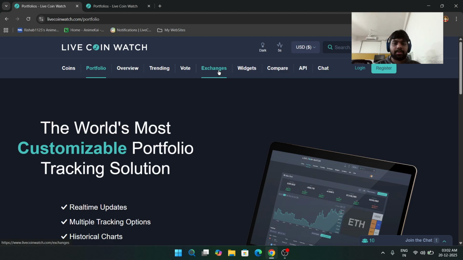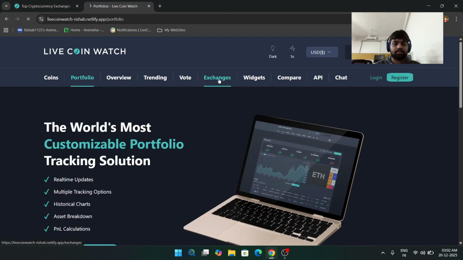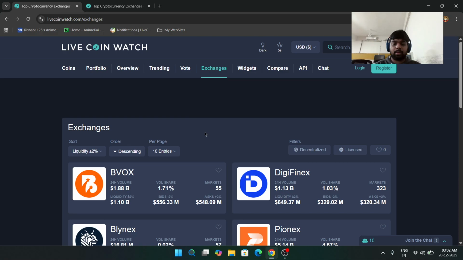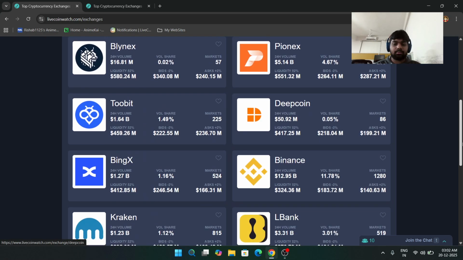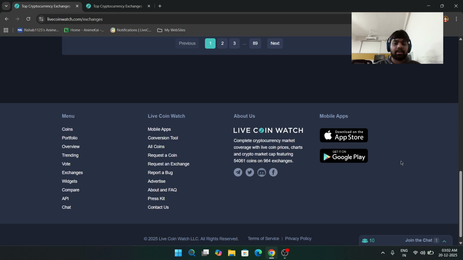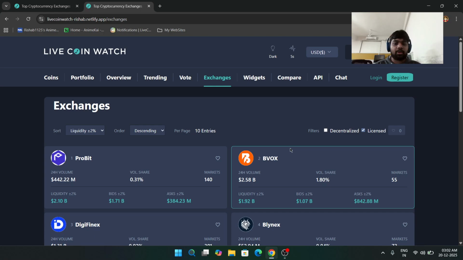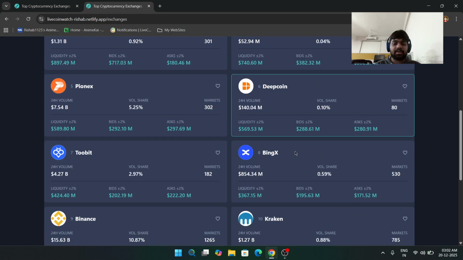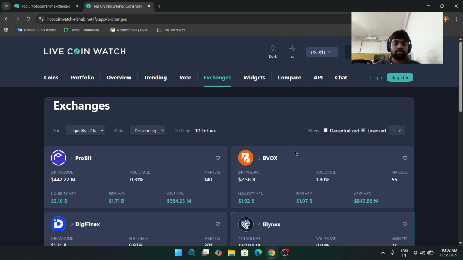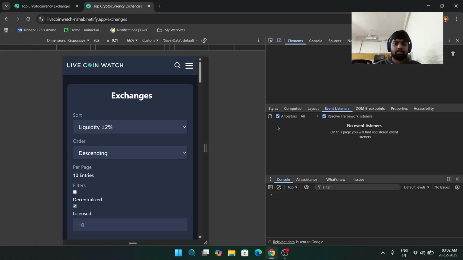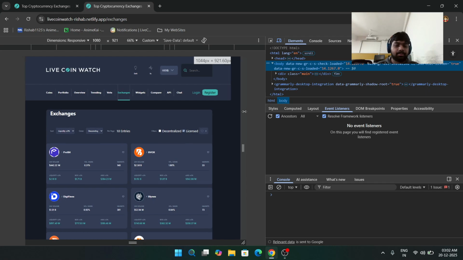The third is the exchange page from the original website. This website is to track the cryptocurrency and what is going on in the market. This is my version, and the responsiveness.